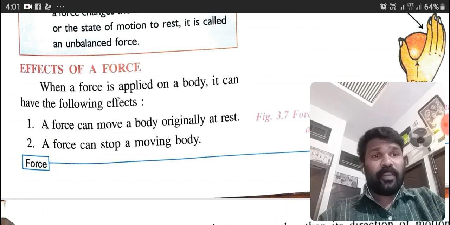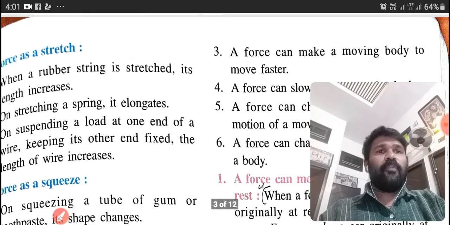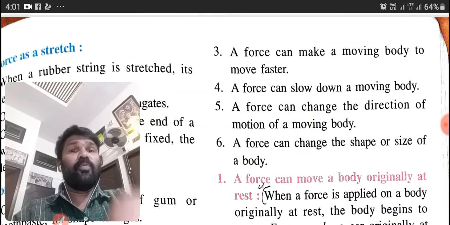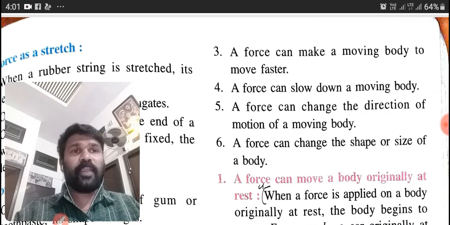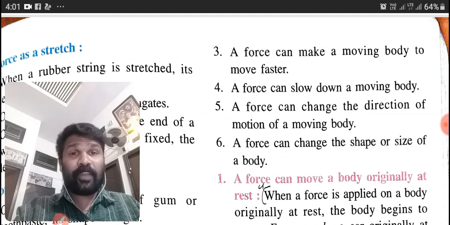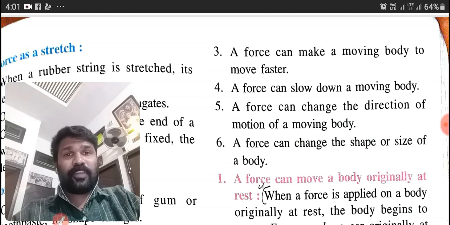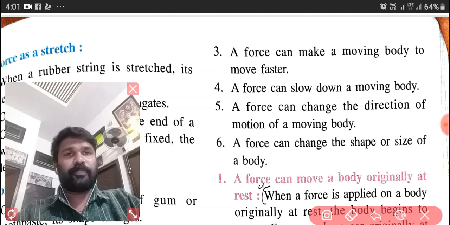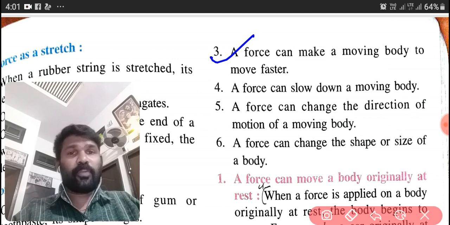Another effect is that a force can make a moving body move faster. If we repeatedly push a moving body, its speed will increase. So that is the third effect of a force: a force can make a moving body move faster.